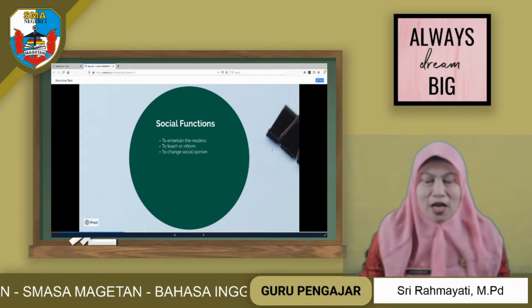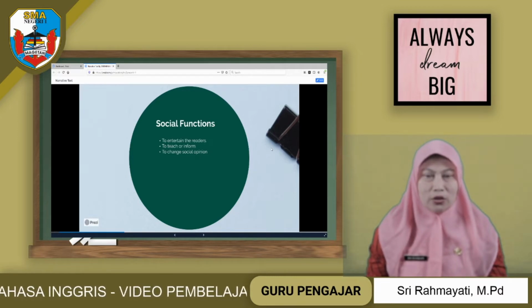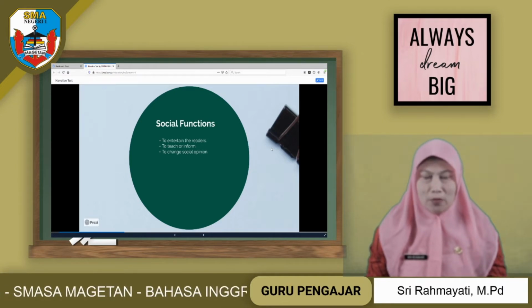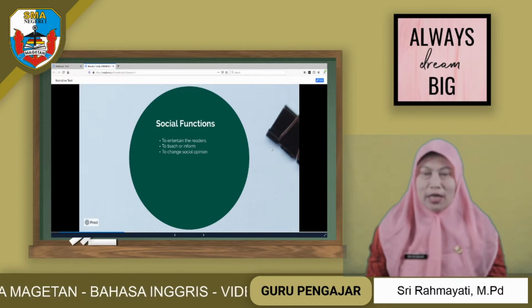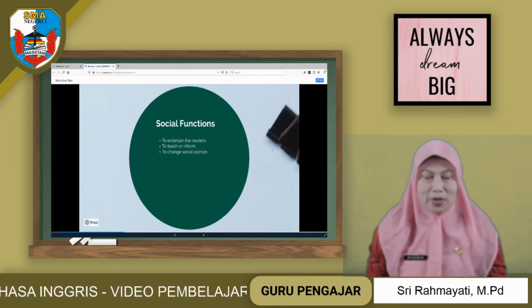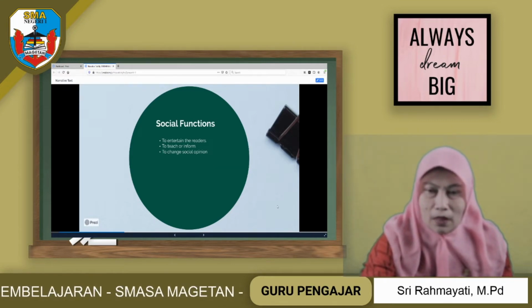The social functions of narrative text. There are three social functions of narrative text. One, to entertain the readers. In the Magat River legend, the writer wants to entertain us. Two, to teach or inform. The Magat River legend teaches us that we must keep our promise. And the third social function is to change social opinion.